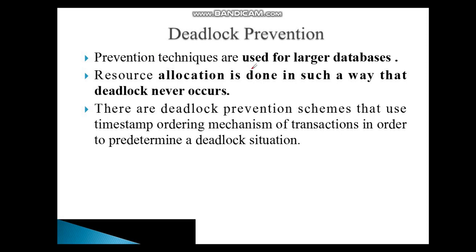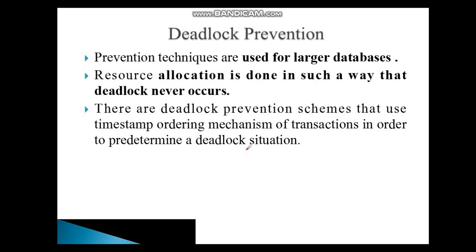Prevention techniques are used for larger databases. Resource allocation is done in such a way that deadlock never occurs. There are deadlock prevention schemes that use the timestamp ordering mechanism of transactions in order to predetermine a deadlock situation. So basically, deadlock prevention is used for larger databases, and it works on resource allocation. That means the allocation of resources is done in such a way that deadlock never occurs in the system, and this is going to follow timestamp ordering.